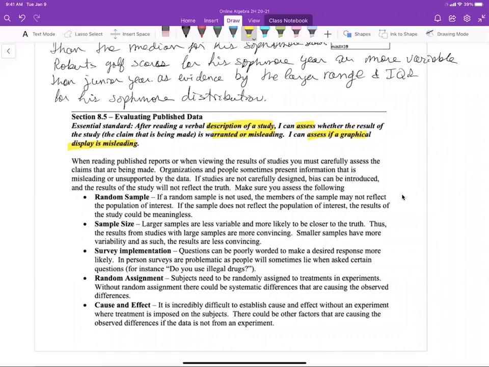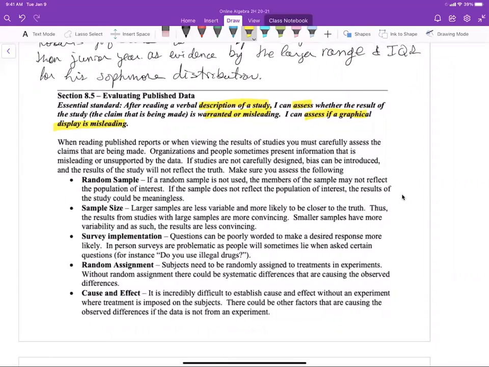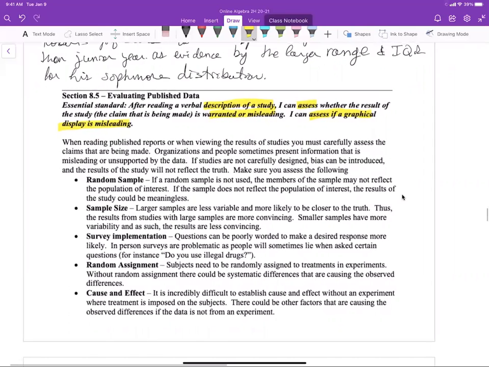So when reading published reports or when viewing the results of studies, you must very carefully assess the claims that are being made. Organizations and people sometimes present information that is misleading or unsupported by the data. There are a lot of marketing tricks that are designed to mislead you. If the studies are not carefully designed, bias can be introduced, and the results of the studies will not reflect the truth. Make sure you assess the following. So we're going to assess the following things.